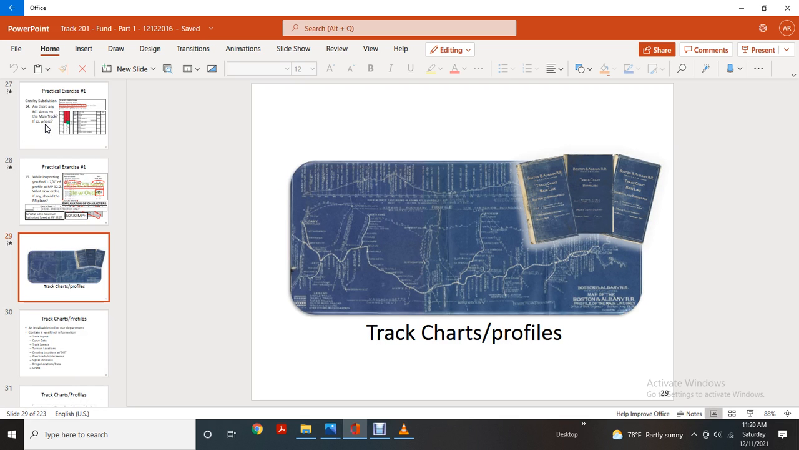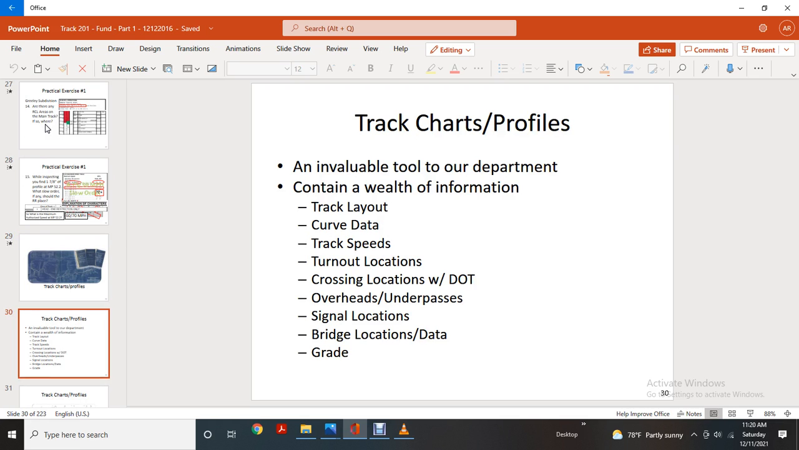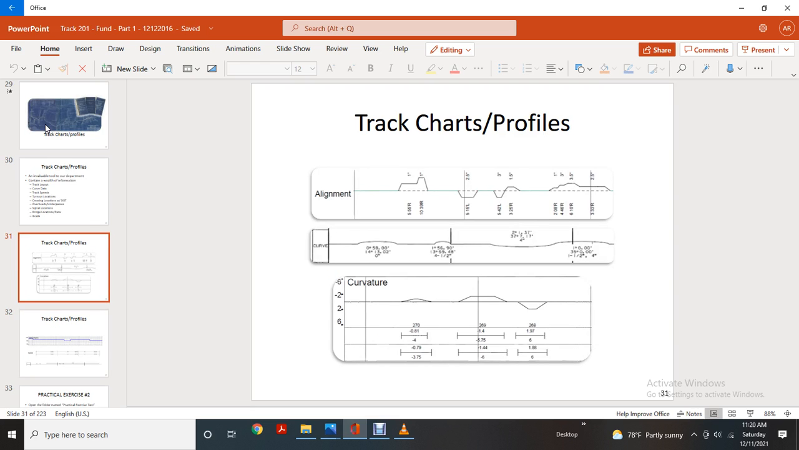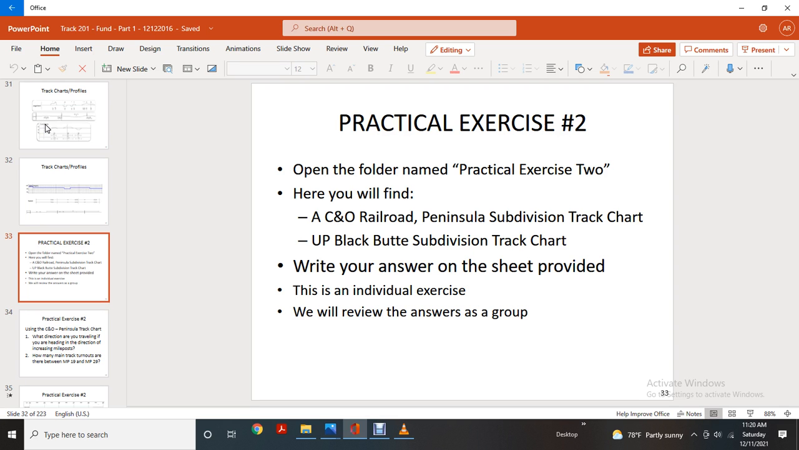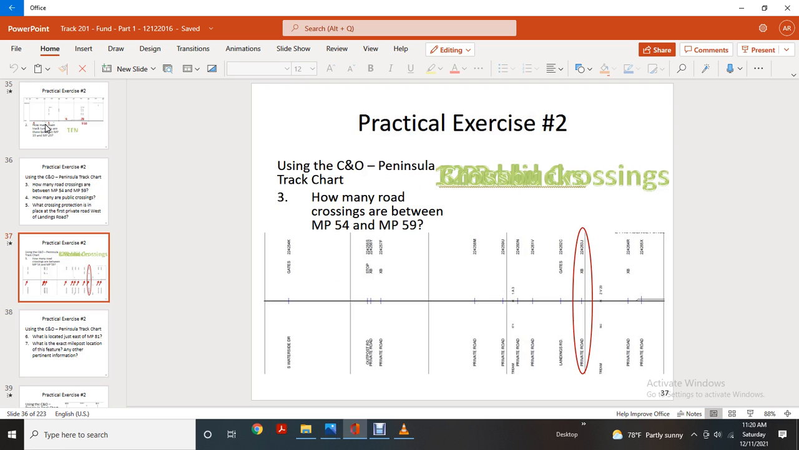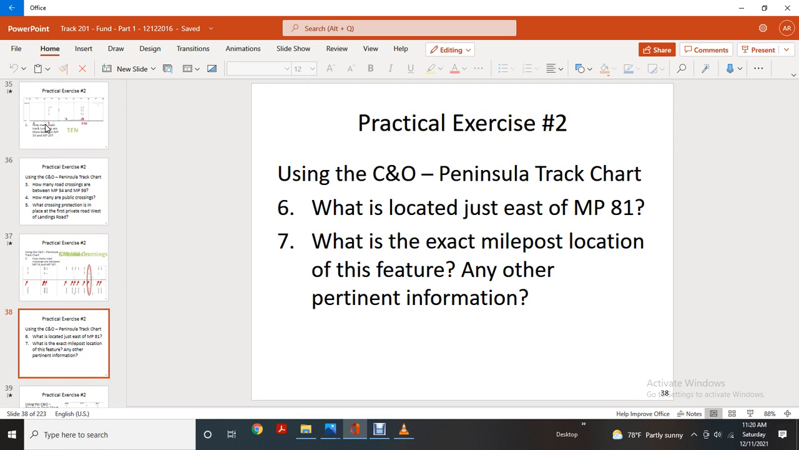Alright, track charts and profiles. Track charts and profiles are an individual tool through our department containing a wealth of information: track layout, curve data, track speed, turnout location, crossing location with Department of Transportation, overheads, underpasses, signal location, bridge location, data, and grade. The track chart shows the alignment and the curvature. Track chart profiles show mass, pH, and speed. Practice exercise 1 and 2. And answers.